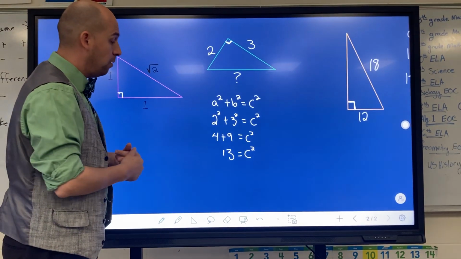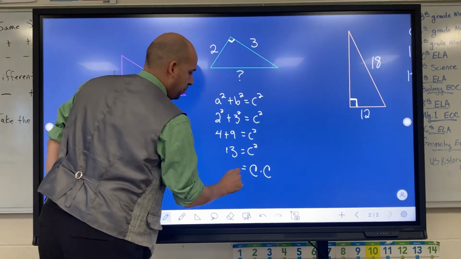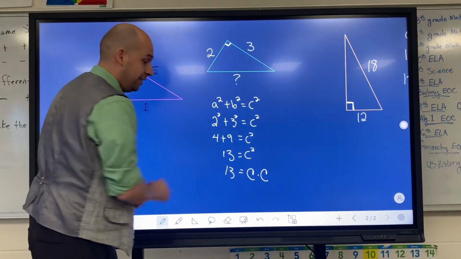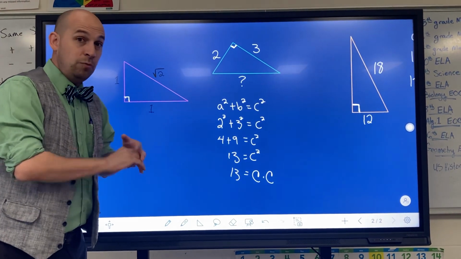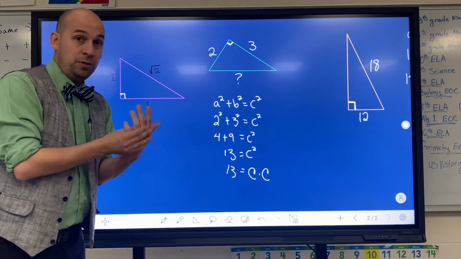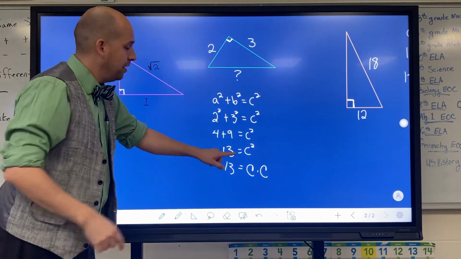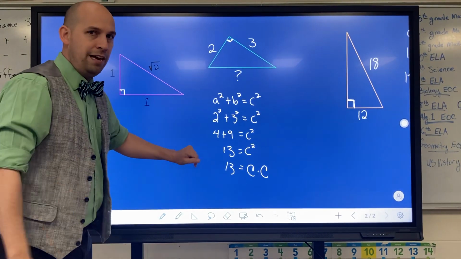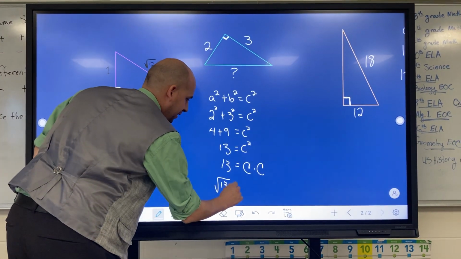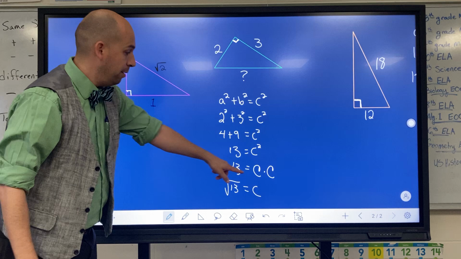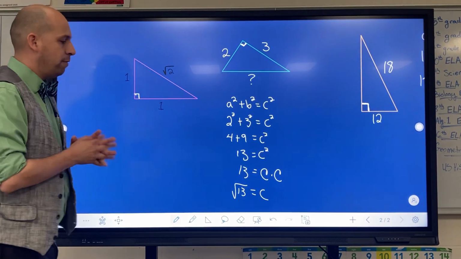So I need to know what two numbers, C times C, equals 13. And it has to be the same number. I'm not going to go into explaining where the radical comes from, but I will explain that in order to undo squaring a number, I'm going to take the square root of that number. Okay, so that's where we get the square root of 13 is equal to C. And we were able to undo that squared. Okay, so we have square roots, we have radicals.